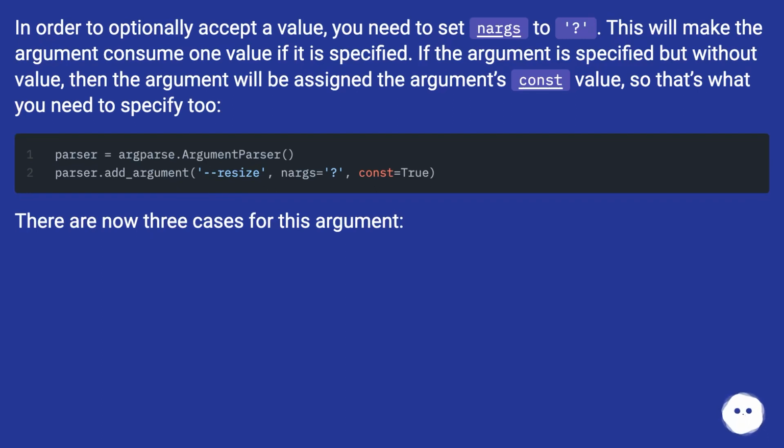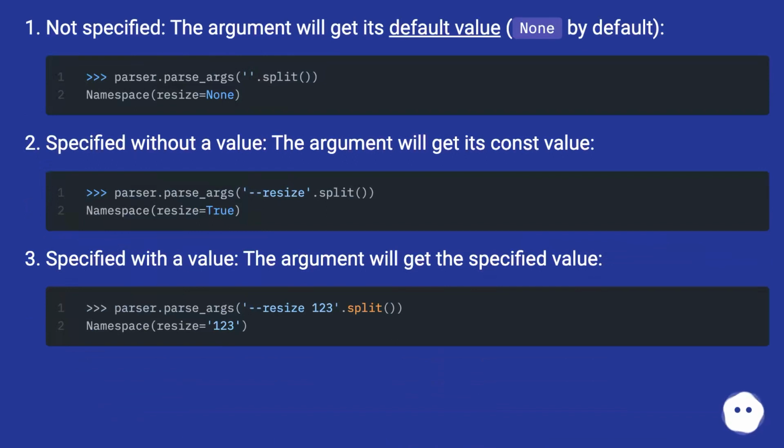There are now 3 cases for this argument. Not specified, the argument will get its default value, None by default. Specified without a value, the argument will get its const value. Specified with a value, the argument will get the specified value.